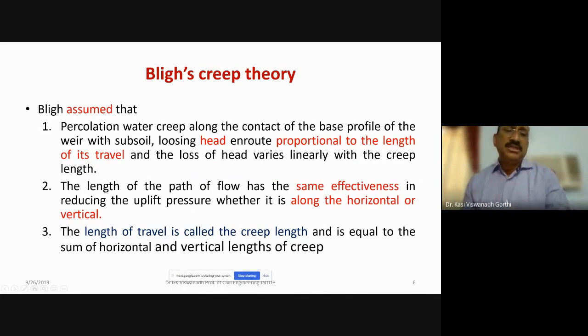So the assumption is that percolation of water creeps along the contact of the base profile of the weir with the subsoil, losing the head en route proportional to the length of its travel. Whatever is the length, accordingly there will be a loss of head, and the loss of head varies linearly with the length of the creep. The second assumption is that the length of the flow path has the same effectiveness in reducing the uplift pressure, whether it is along the horizontal or vertical direction.